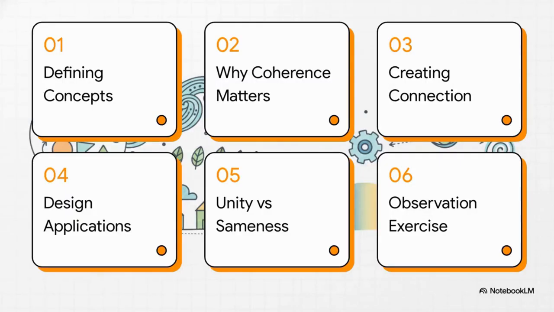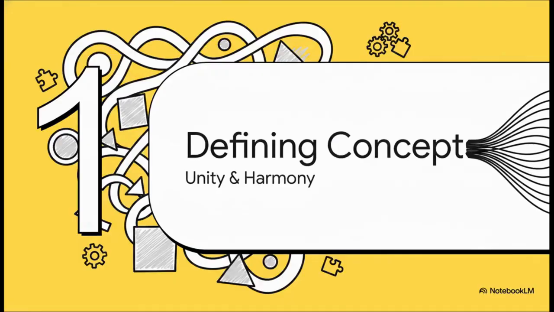Here is our exact roadmap for today. First, we'll define unity and harmony. Second, we'll look at why visual coherence actually matters. Third, we'll explore the specific tools for creating connection. Fourth, we'll see how these apply across entirely different design fields. Fifth, we'll talk about why unity absolutely does not mean sameness. And finally, we'll do a quick observation exercise to test your visual eye. All right, let's kick things off with Section 1, defining unity and harmony.